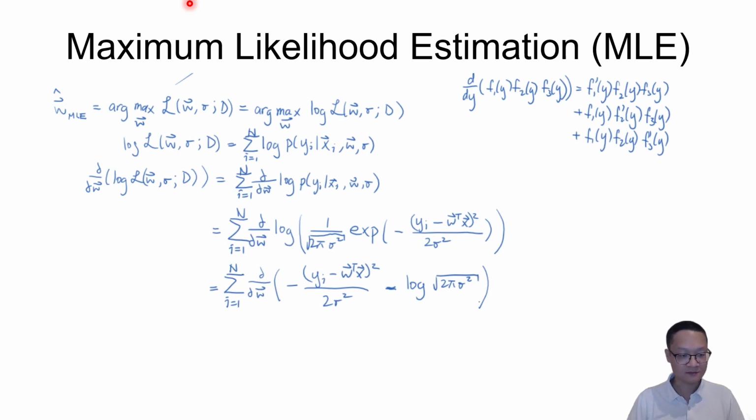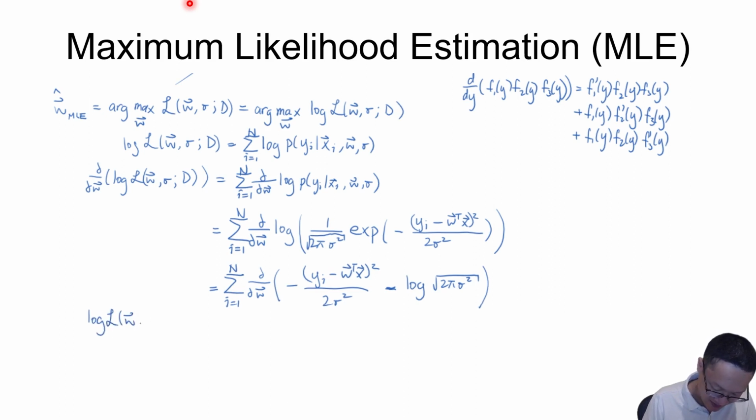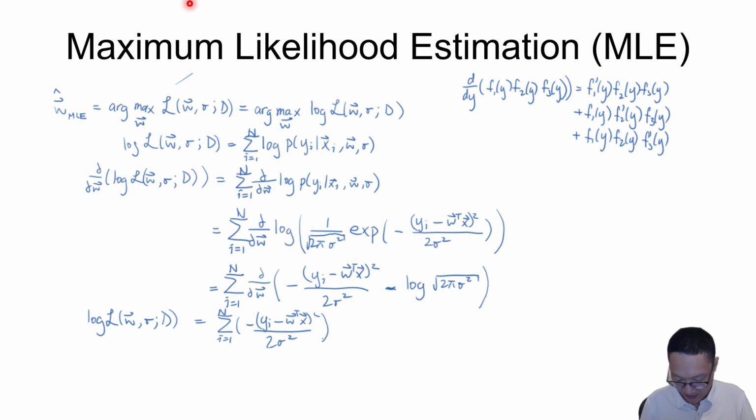Okay, so that's what we have. And now we can go ahead and try to take this derivative. Actually, maybe instead of doing that, hopefully this is starting to look a bit familiar. Let me just simplify things a little bit and only write down the log likelihood. So the log likelihood is this sum here. We're just going to simplify a little bit. Sum of minus (yi minus w transpose x) squared over 2 sigma squared. And then the second term is all the same, it doesn't depend on i, and there are n different terms. So we just have n log root 2 pi sigma squared.